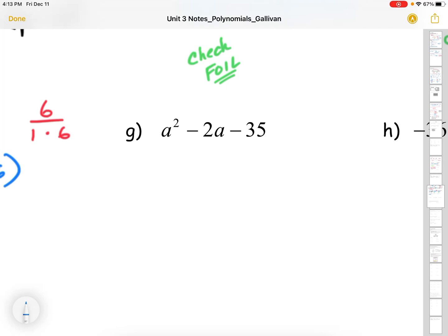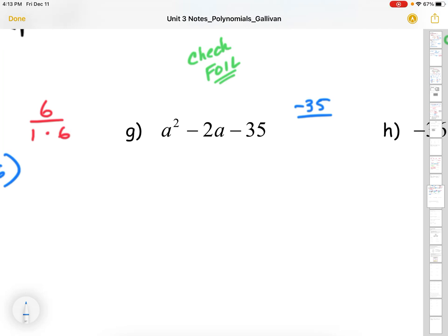Here we go. So, no common factors, but they're both negative. So that means if this is negative 35, one's gotta be negative and one's gotta be positive. A lot of times what I do is I think of two factors that are going to have a difference of 2. And that's where I go from.